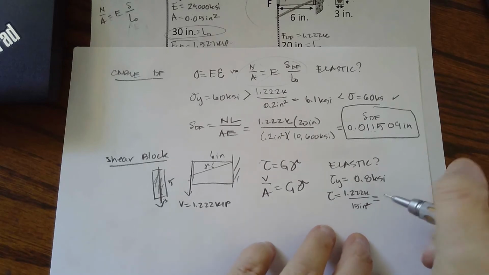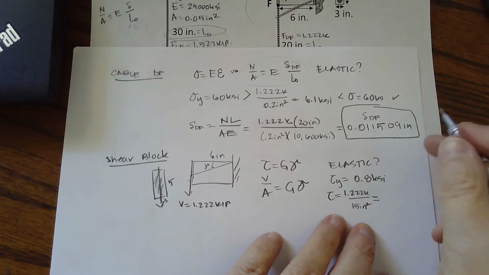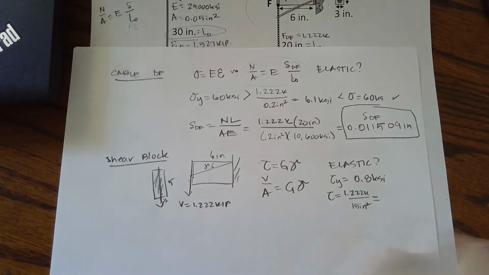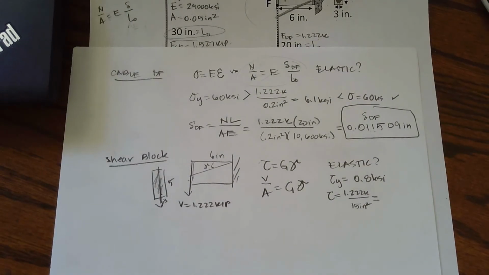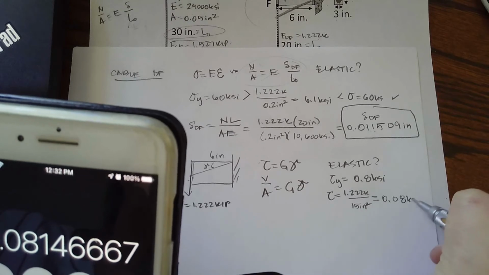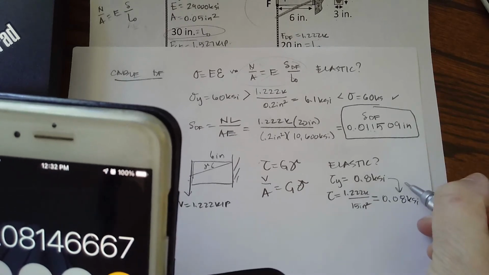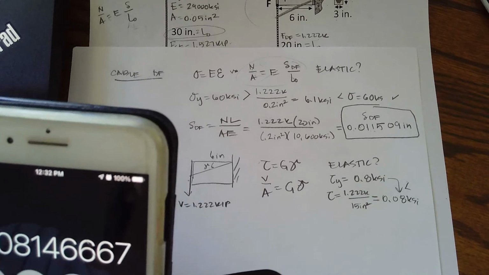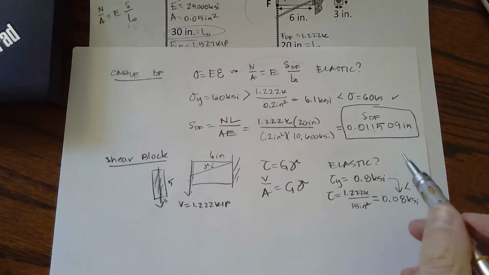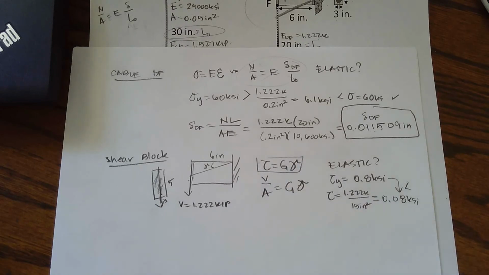When I multiply this out, I get a shear stress of, let me find my calculator because I don't have this number written down. 1.222 divided by 15 equals, and I get a shear stress of 0.08 KSI, which is much less than the yield. So I am in the elastic region. It is elastic behavior.